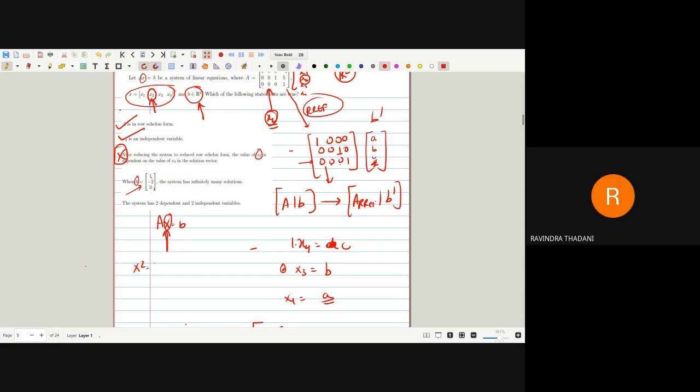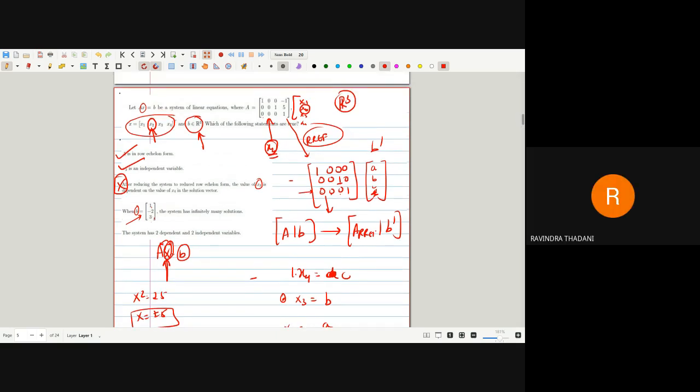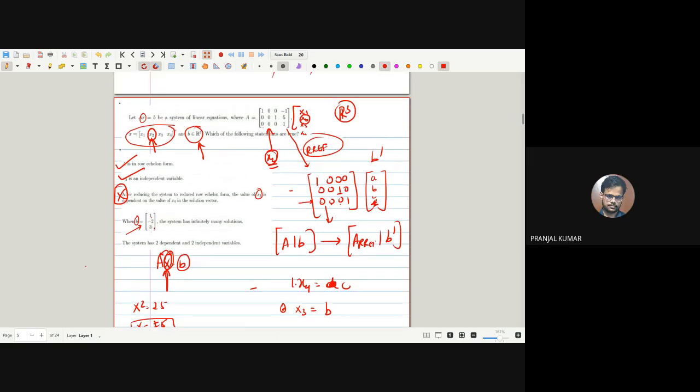Like in x square equals 25, I had only two such possible solutions, right? Plus and minus 5. In this case, I have many such x's such that on multiplying them with A, I will get the B vector. And what is causing that? It is being caused by this free variable x2. Clear?